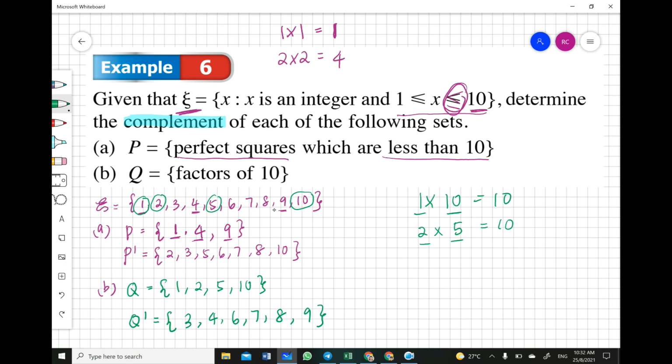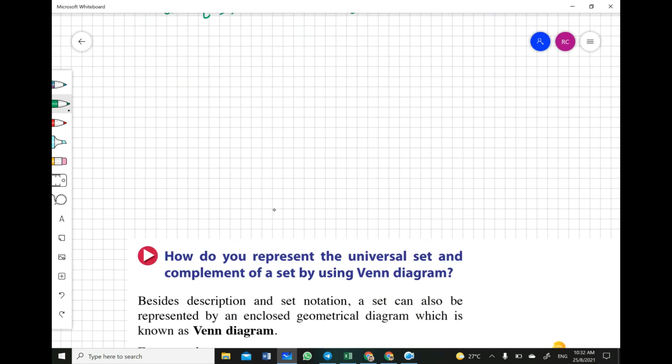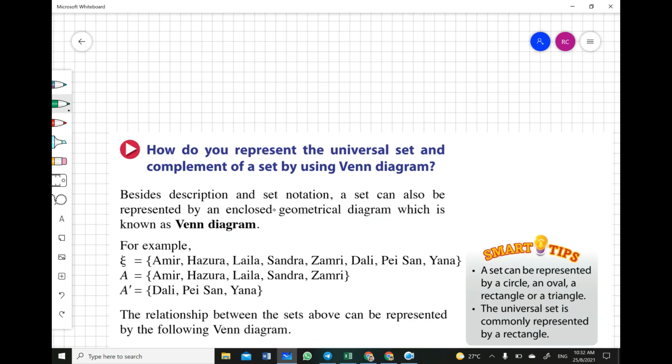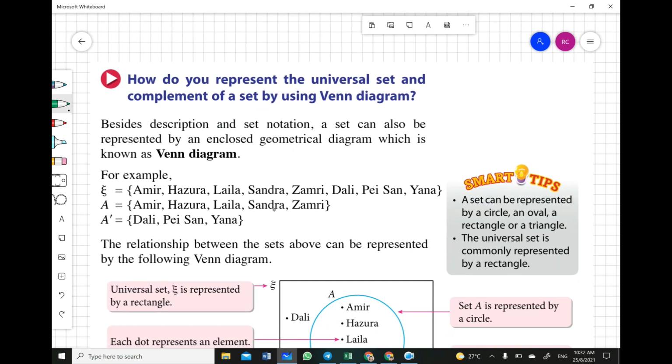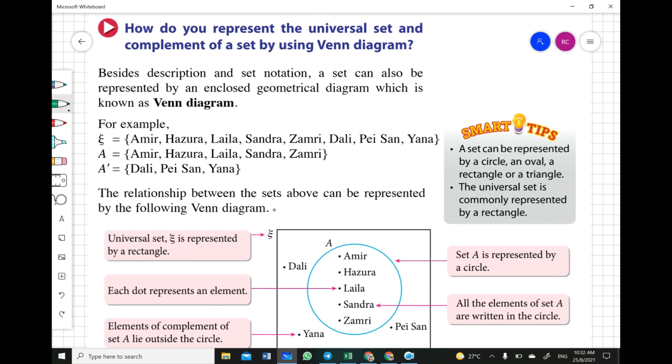Okay. Any question? No. Very good. So that one is about the universal set and the complement of a set. Now we are going to carry on with the Venn diagram. Venn diagram is fun. You need to know how to draw a Venn diagram. How do you represent the universal set and the complement of a set by using a Venn diagram? So let us go through.